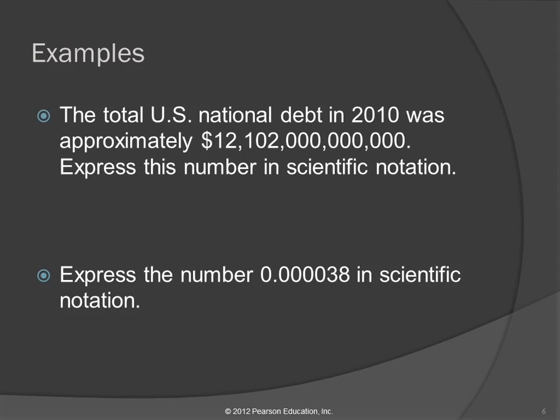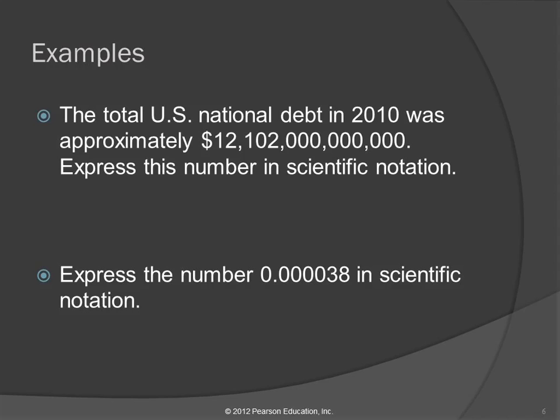So let's do some examples. The total U.S. national debt in 2010 was approximately, let's see, 1,000, million, billion, trillion. Is that quadrillion? I don't know. It gets confusing, doesn't it? We don't need to worry about what to call it. It's a lot of numbers. It's really, really big. That's a number that's so big that we can't really comprehend how big that is. Beside the point. We're going to put that in scientific notation.